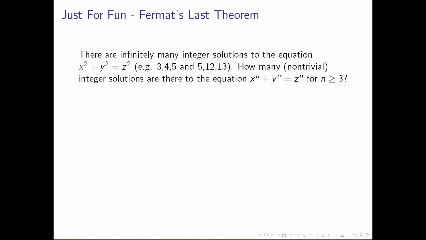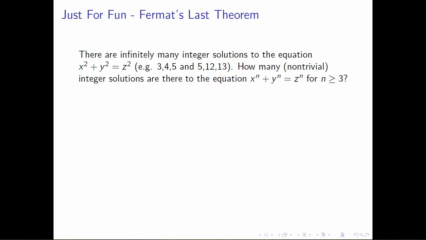So something that you've probably noticed ever since a high school geometry class is that there's infinitely many integer solutions to the equation x squared plus y squared is z squared. So you first see this with 3, 4, 5 triangles. You see this with 5, 12, 13 triangles. Those are the ones people generally have memorized. And then there's a whole bunch more that you can find.